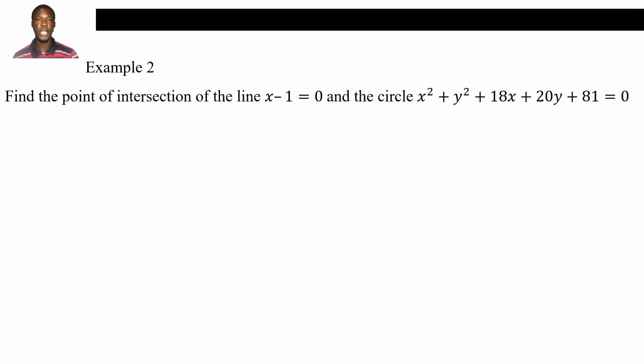Find the point of intersection of the line x minus 1 equals 0 and the circle x squared plus y squared plus 18x plus 20y plus 81 is equal to 0. Solution. So we are going to take the linear one, x minus 1 equals 0. Now we make x the subject, so x is equal to 1. And we are going to substitute x equal to 1 into the equation of the circle given.